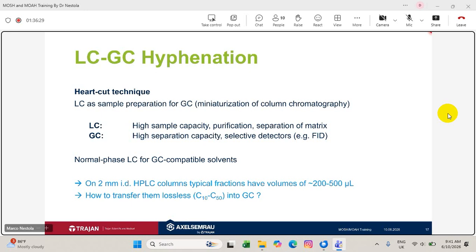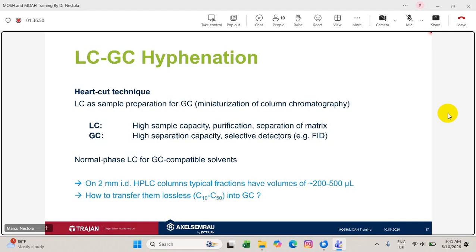But the good thing here is the class separation of MOSH and MOAH is easily done in hexane dichloromethane, so easy solvents with low boiling points, and typically a 2 mm HPLC column is fine for the flow rate and the fraction volumes we are creating.